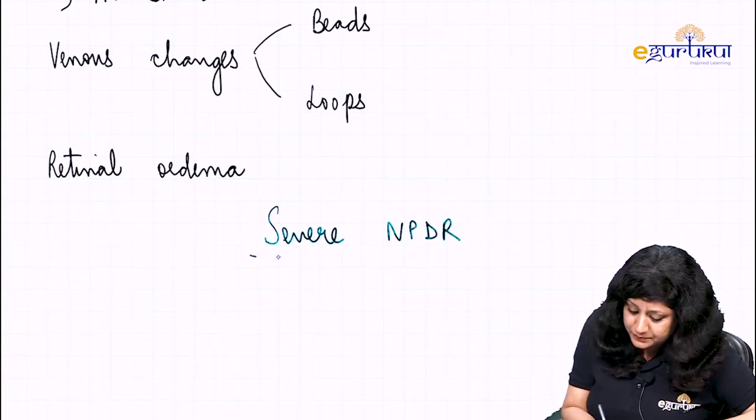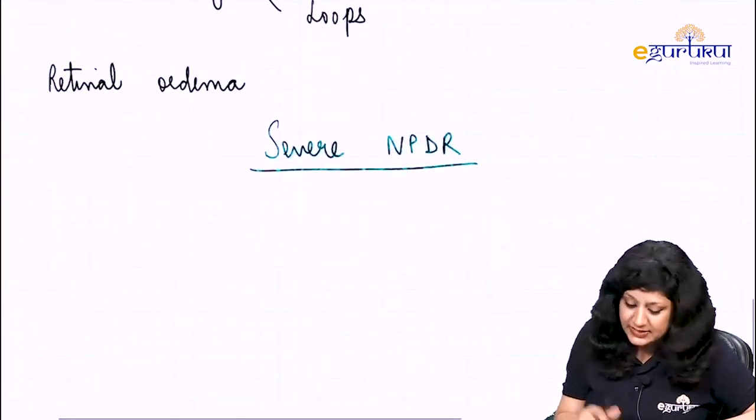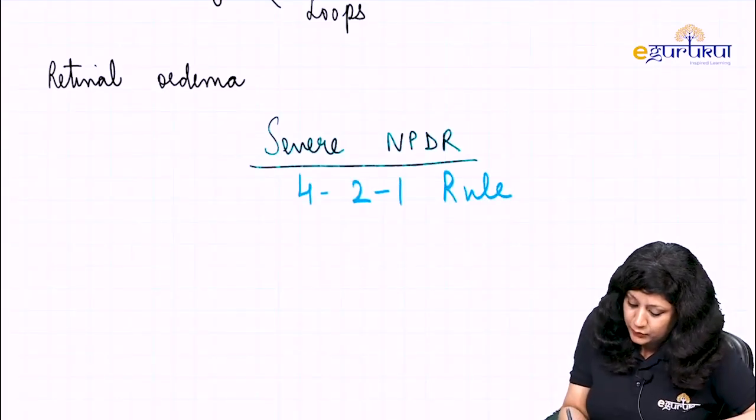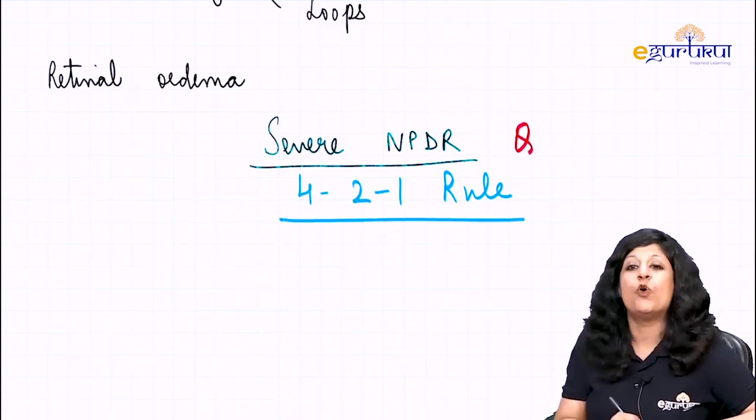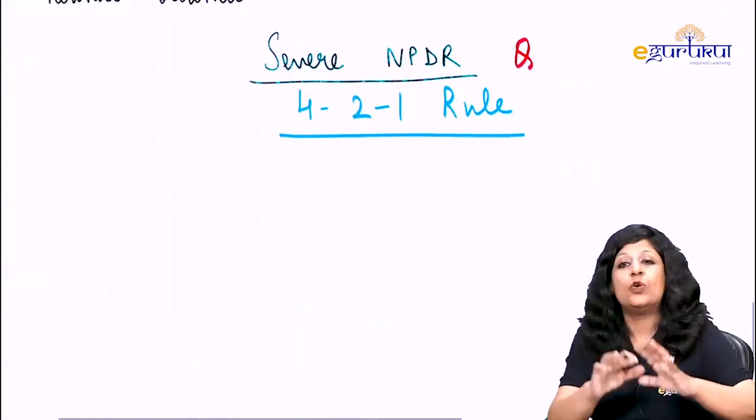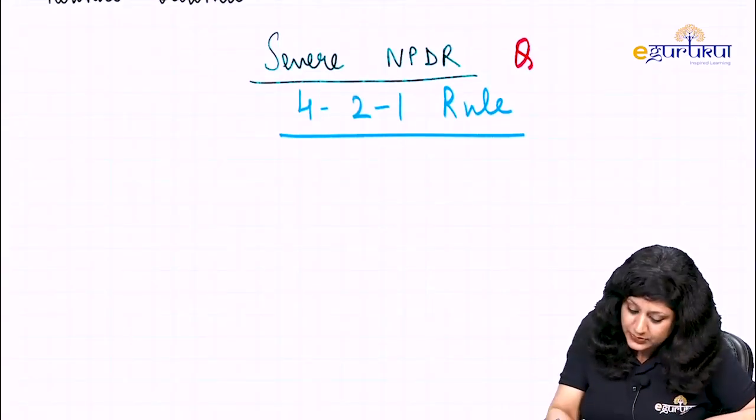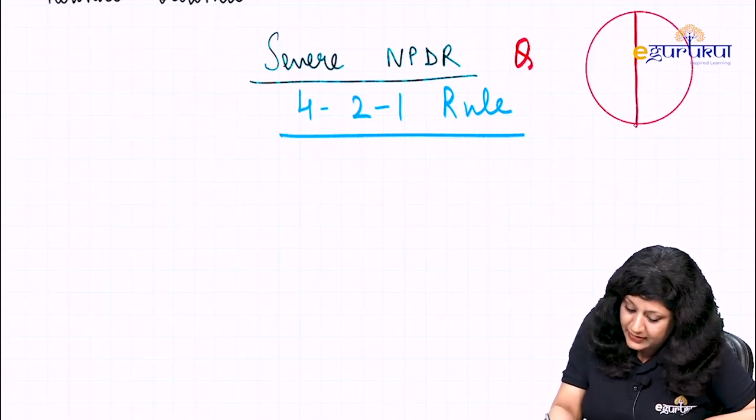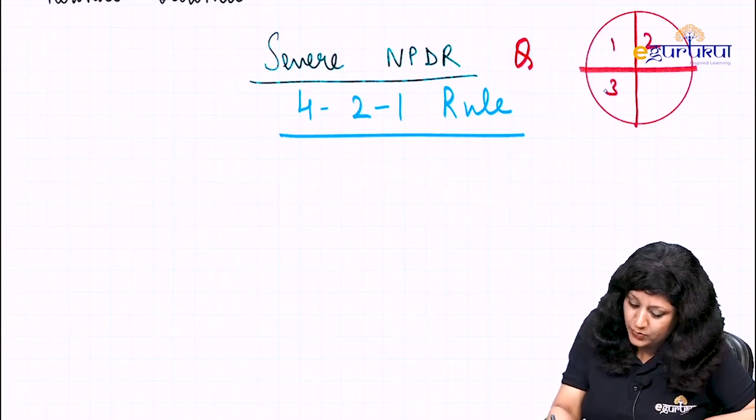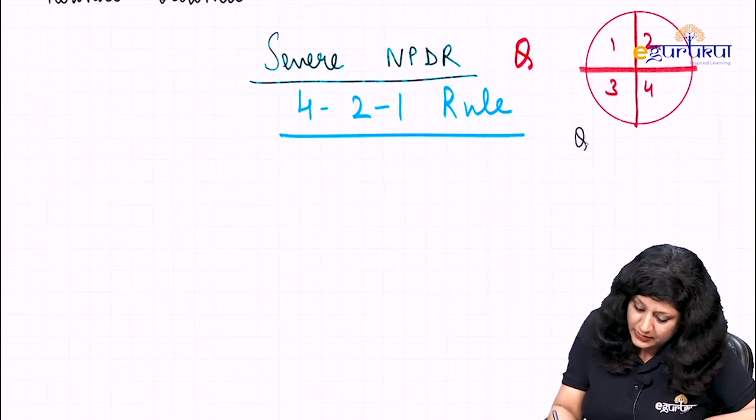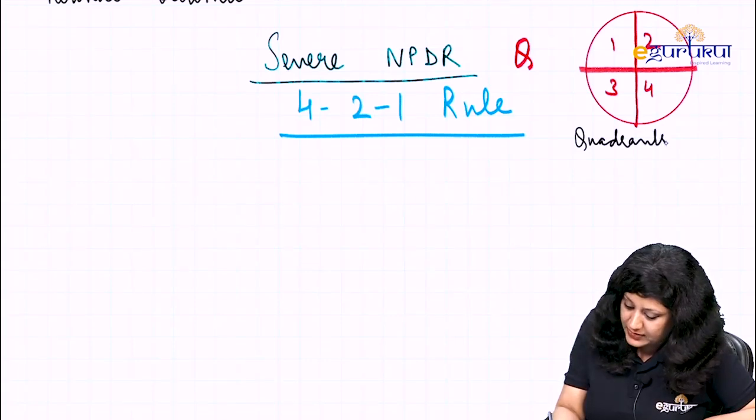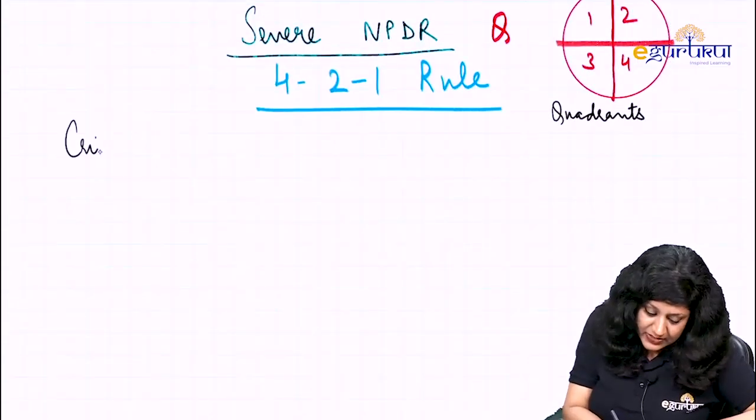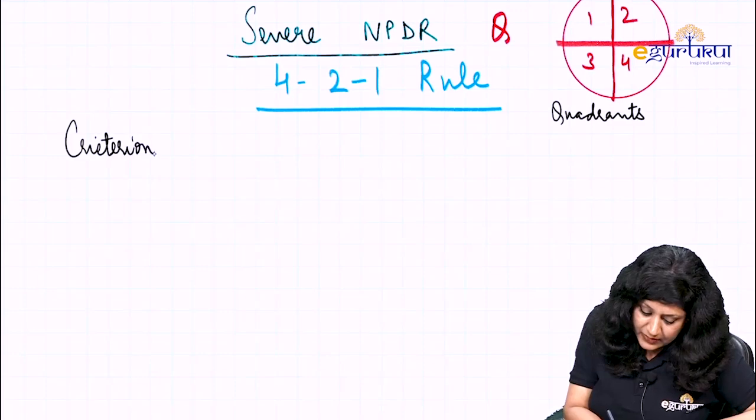And when can I say that this patient is actually having severe NPDR? I can say that this patient is having severe NPDR when the 4-2-1 rule is applicable. For this we have a rule called the 4-2-1 rule. So I can divide the whole of the fundus into 4 quadrants. Suppose I have this as the retina, and I have divided this retina into 4 quadrants. These are the 4 quadrants present in the fundus. Now, what is the criteria actually?